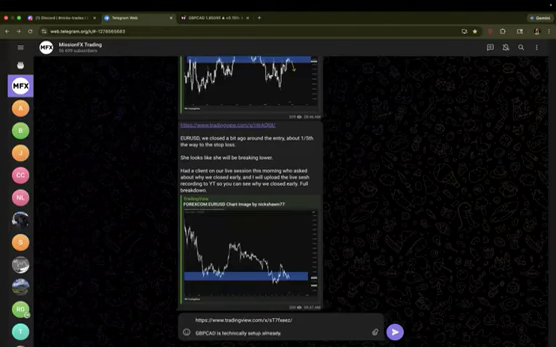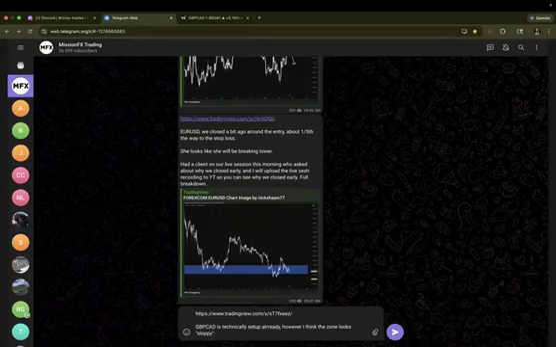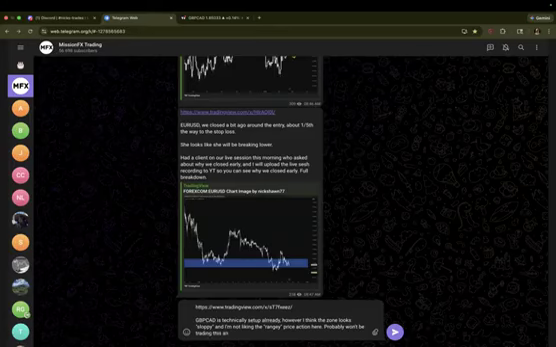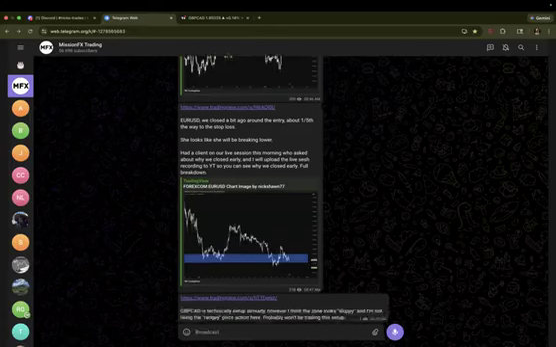GBP CAD is technically set up already. However, I think the zone looks sloppy, and I'm not liking the rangy price action here. Probably won't be trading this setup.